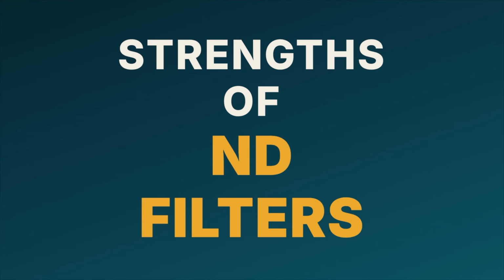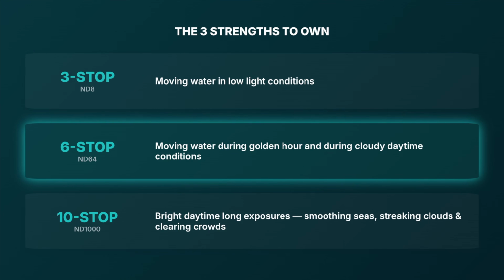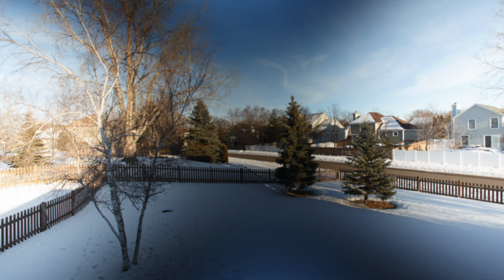ND filters come in strength, measured in stops of light reduction. The 3 you'll actually use are 3-stop, 6-stop, and 10-stop ND filters. And if you remember one thing from this section, do not buy a variable ND filter for photography. Variable ND filters are brilliant for video, but for photography, especially at wide angles, they can create dark crosshatch patterns across your image. It's unfixable in post.